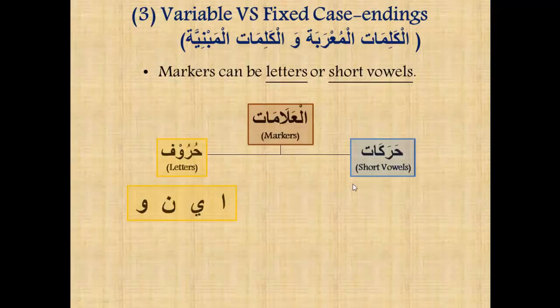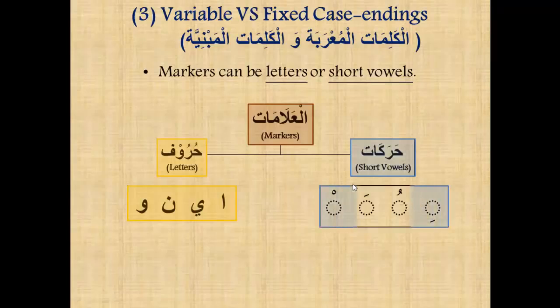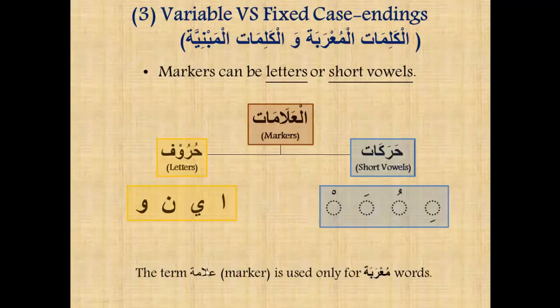The harakat: fatha, dhamma, kasra, and sukun. Or kasra, dhamma, fatha, and sukun. These are the short vowels. And again, the term alama or marker is used only for words that are mu'raba, not for words that are mabniya.